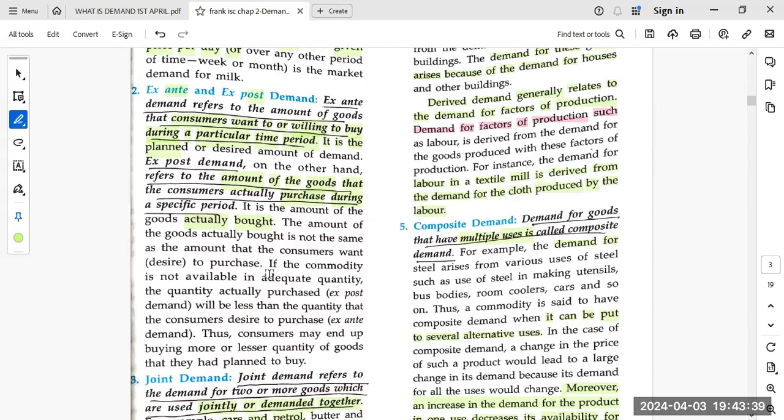Yes, ma'am. Okay. So if the commodity is not available in adequate quantity, then the quantity actually purchased, that is the ex post demand, will be less than the quantity that the consumers desire to purchase, that is the ex ante demand. Thus, consumers may end up buying more or lesser quantity of goods than they had planned. Just deviating from the example a bit, instead of purchasing 55, I think, okay, let's buy 60, make it round off.